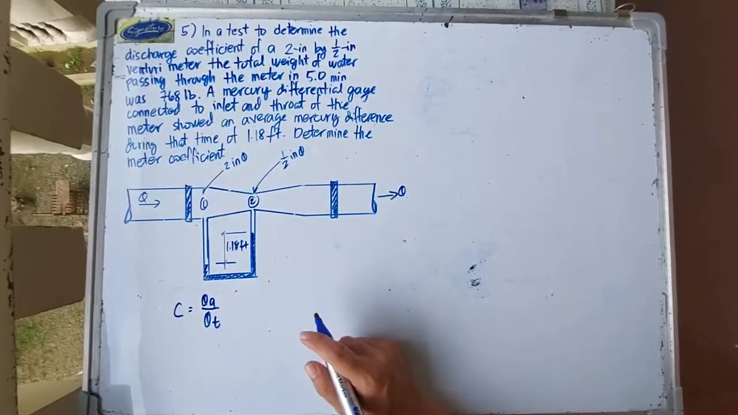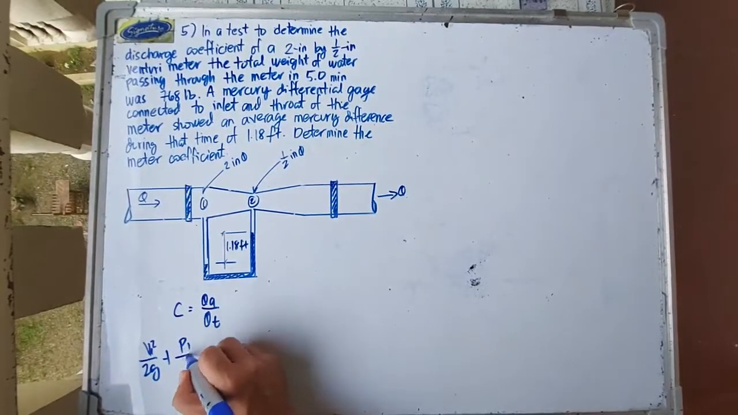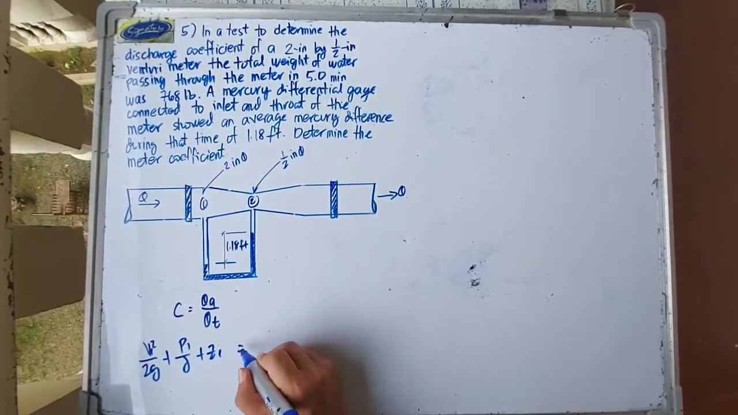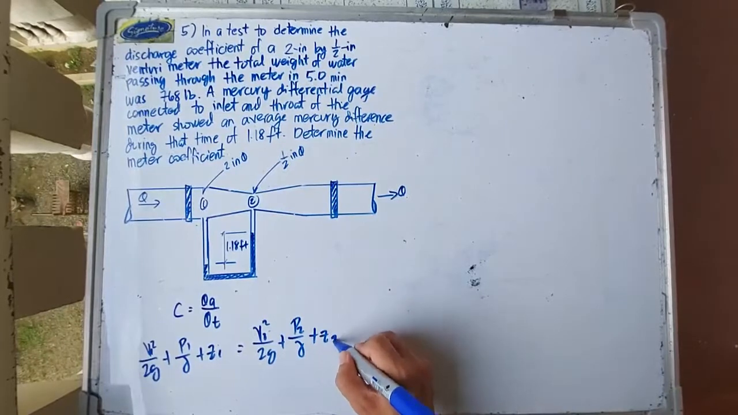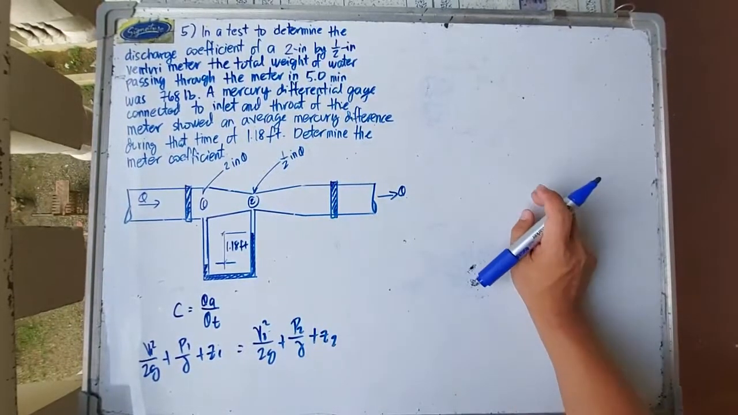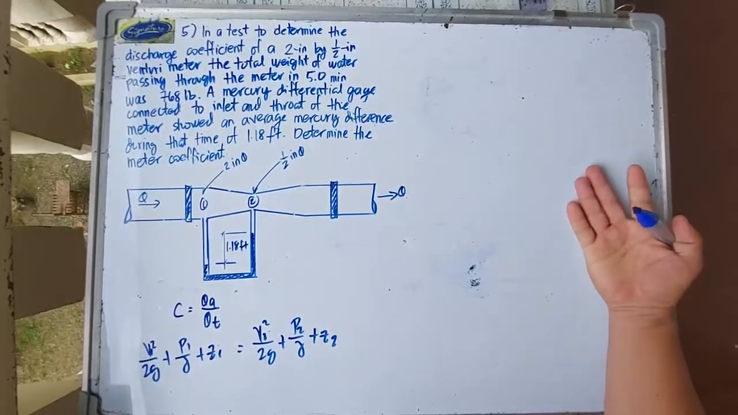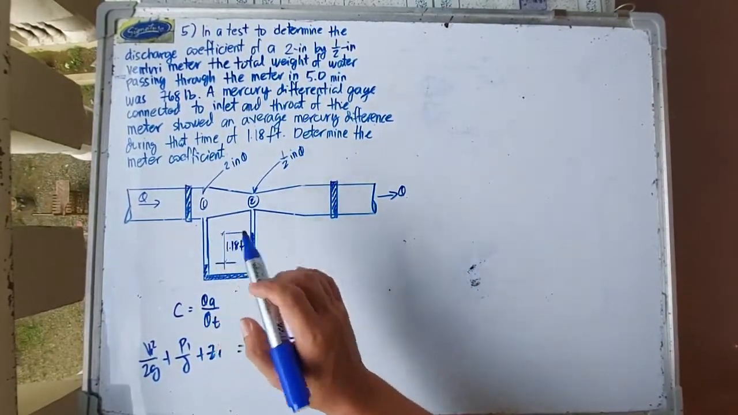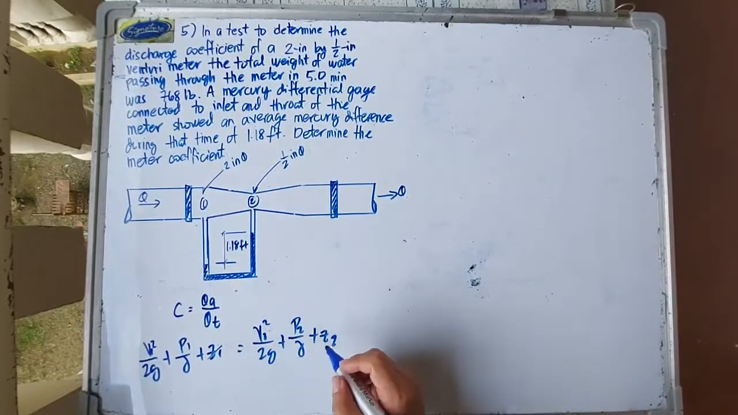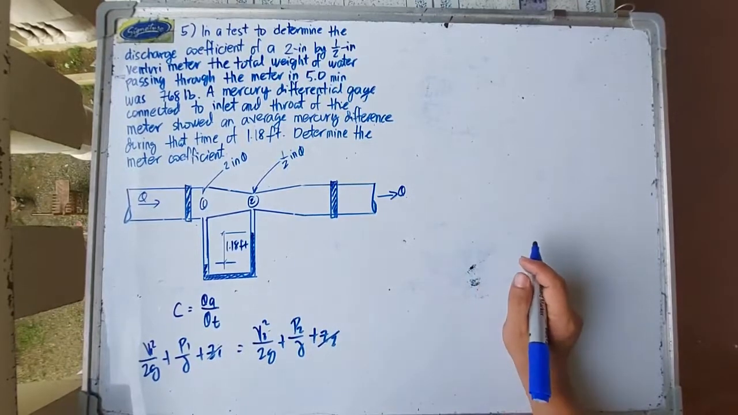Apply the energy equation. So we have V1 squared all over 2G plus P1 over gamma plus Z1 equals V2 squared all over 2G plus P2 over gamma plus Z2. Since we are solving for the theoretical discharge, we are going to neglect the loss of energy from points 1 to 2. And the Venturi meter is laid horizontally, so the elevations of points 1 and 2 are the same. So that would cancel. We're left with the four terms here in terms of velocity and pressure.